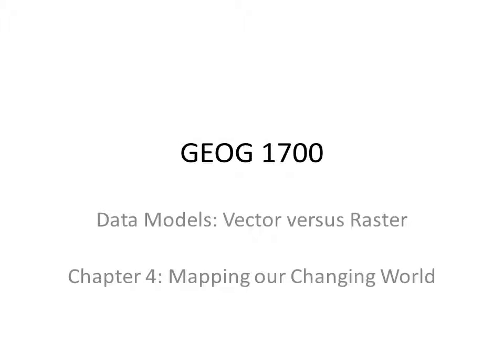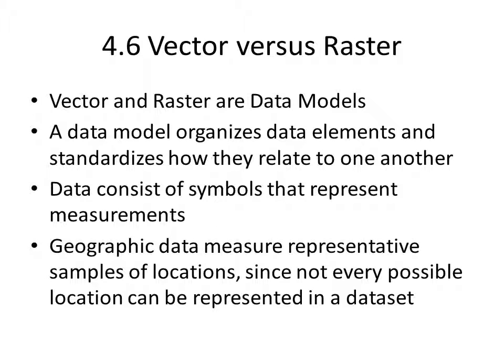In this section, we'll look at data models, vector versus raster data. Vector and raster data are part of data models. A data model organizes data elements and standardizes how they relate to one another. Data consist of symbols that represent measurements. Geographic data measure representative samples of locations, since not every possible location can be represented in a data set.